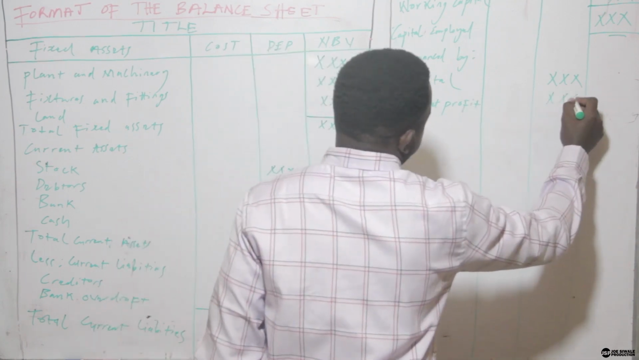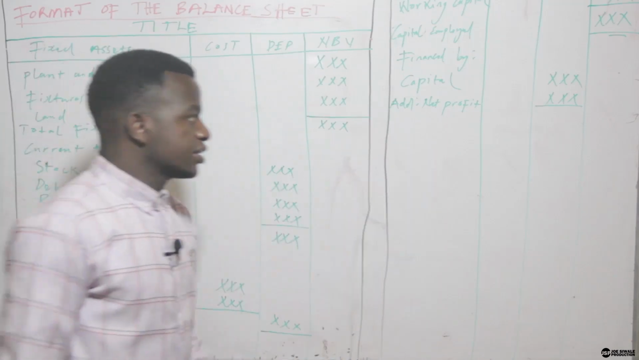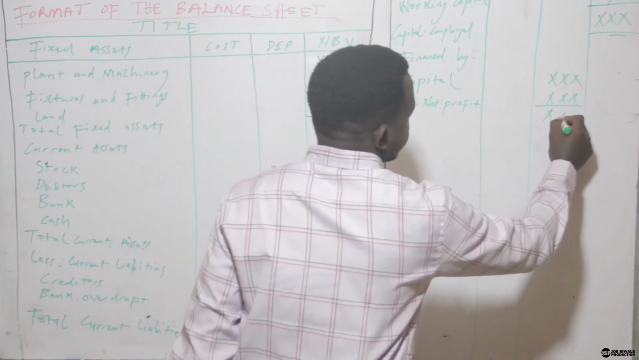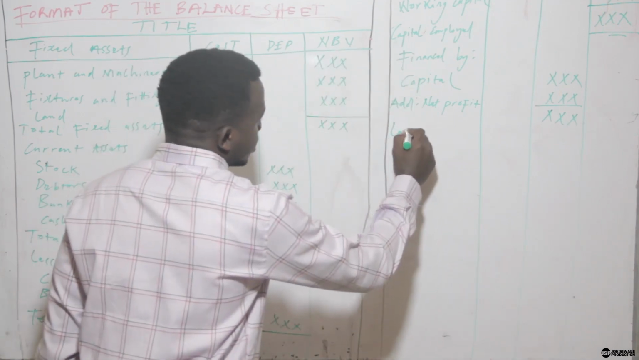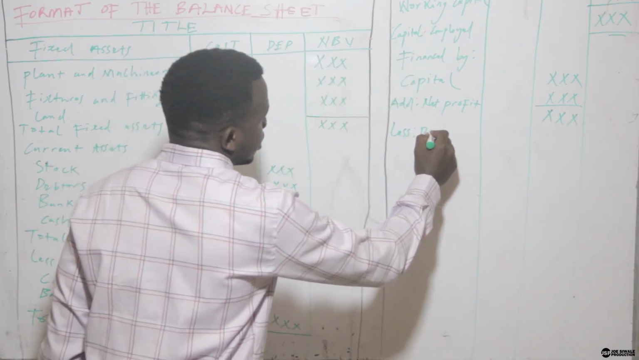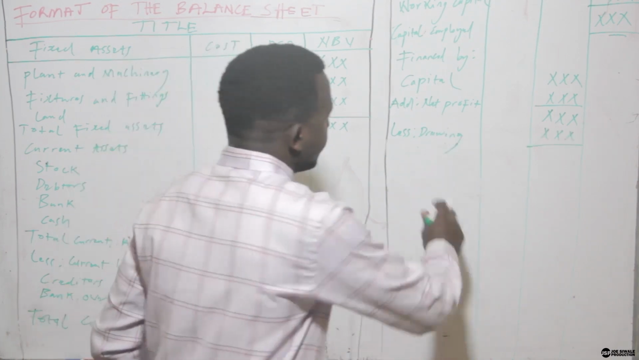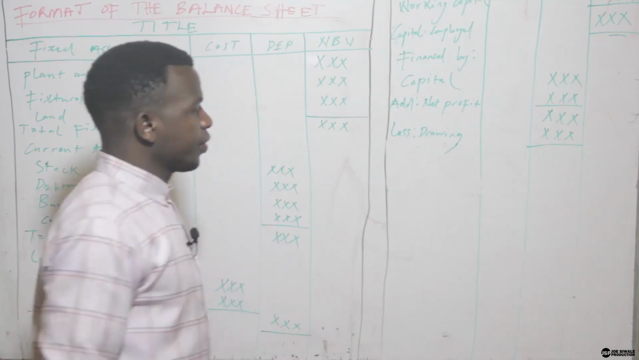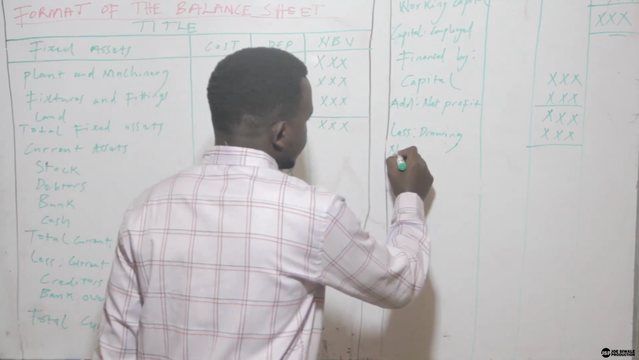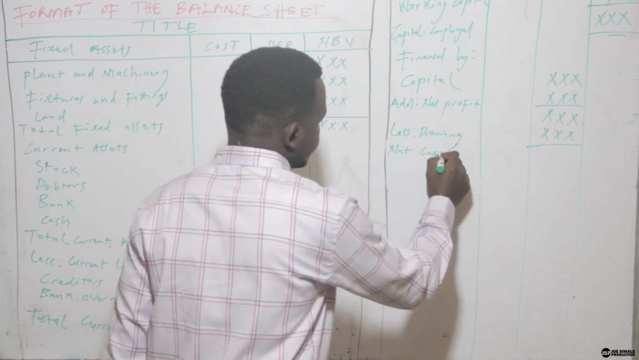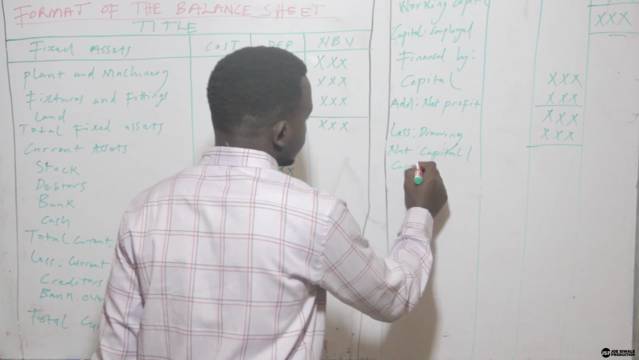So we can add net profit here. So we're going to say capital plus our net profit. We're going to find this figure. Then we can say less drawings. And drawings, we know this is the amount of money that is spent on personal use. So here we can say less drawings. So when we find the difference there, we're going to find net capital or capital owned.